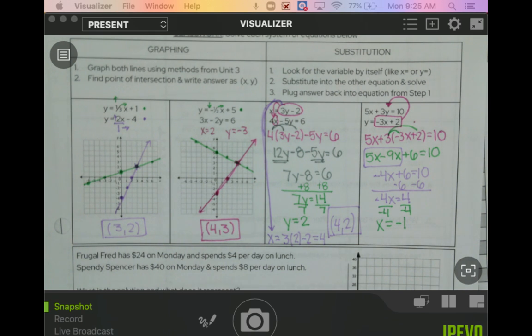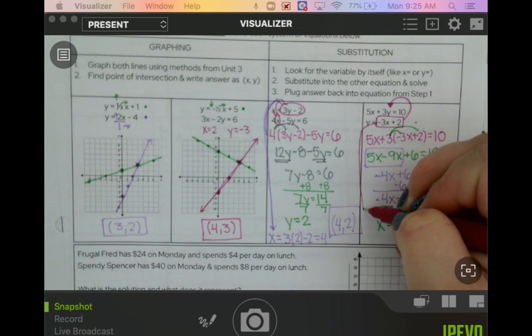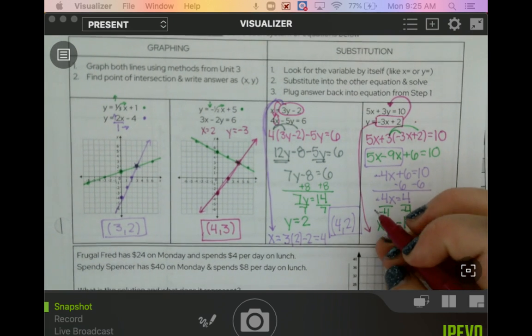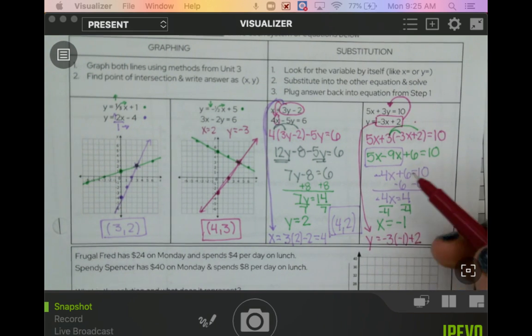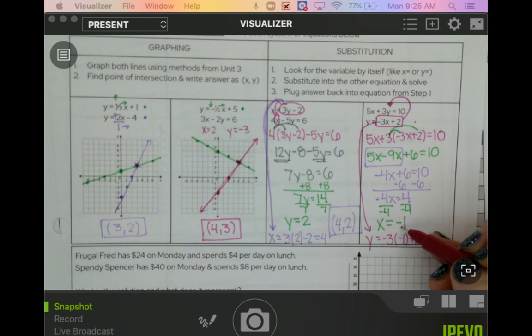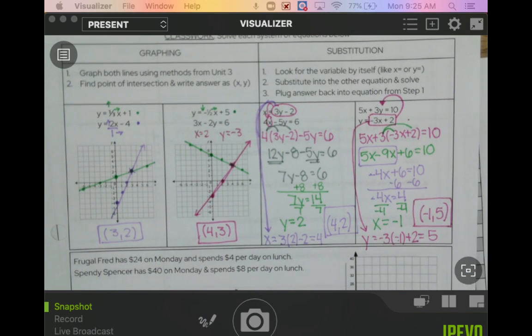Then plug that answer back in to this part that you had boxed up here. So drawing that box is actually really helpful. It's not just something I randomly do. Because that x is going to become negative 1. And that makes 3 plus 2, which is 5. So your answer is negative 1 comma 5. Make sure you always put your x value first.